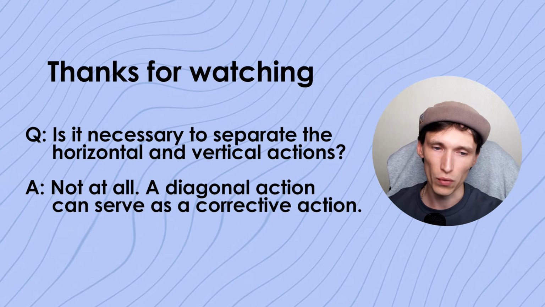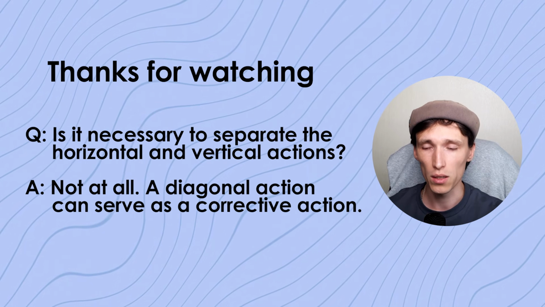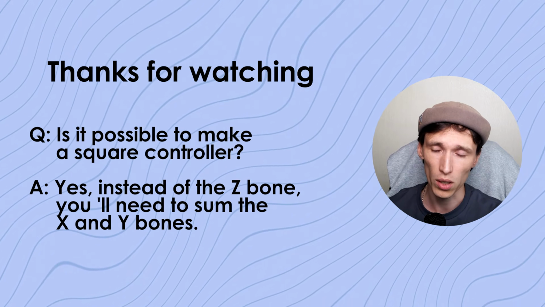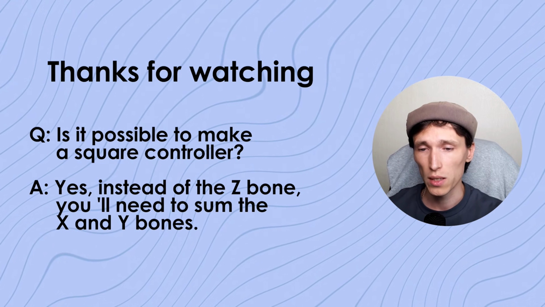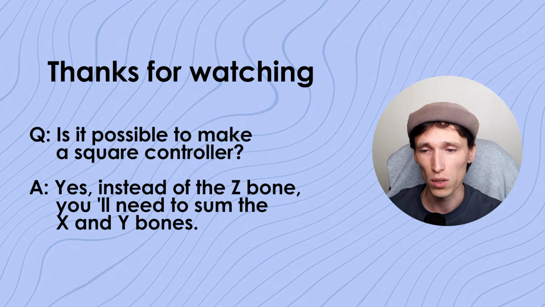I think we can answer a couple of questions at the end. One of them is: is it necessary to separate the horizontal and vertical actions? Not at all. A diagonal action can serve as a corrective action. Is it possible to make a square controller? Yes, instead of the Z bone, you'll need to sum the X and Y bones.